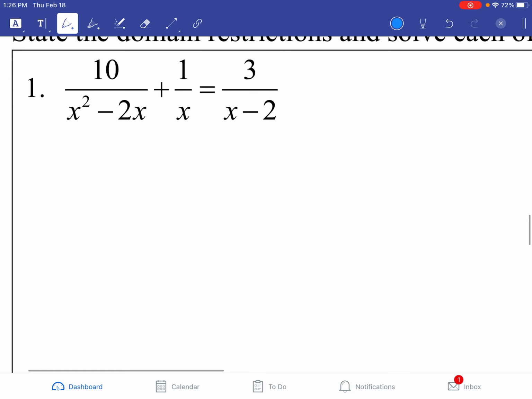Number 1, our example. Okay, so again, we have to do the domain restrictions first and multiply by the missing denominators, all right, and then solve. So for the first problem that we're doing, we have x squared minus 2x. I'm going to factor this out to get an x and x minus 2.